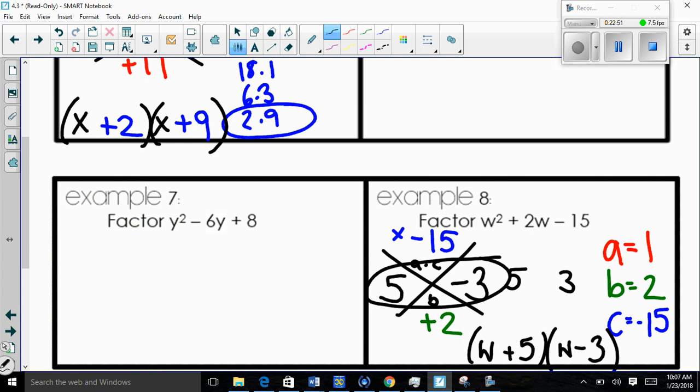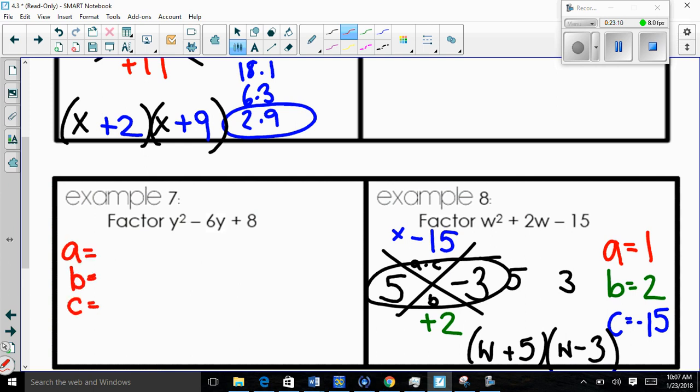Does that make sense? Okay, I'm going to do this one with you, and then I'm going to do example 6 to put on your own. So eventually, you'll be able to tell, okay, I'm multiplying to C and adding to B. If you guys like to break it down this way, you can, but eventually you're not going to have to.